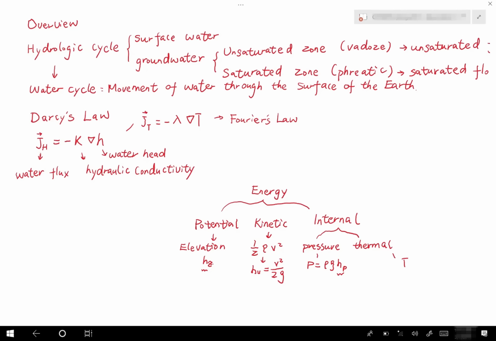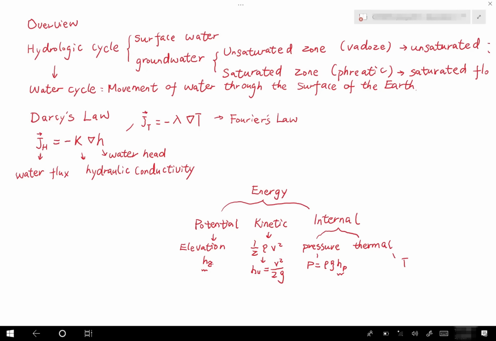And if it's kinetic energy, how do we measure it? For example, if we have water moving through a pipe, in order to measure the kinetic energy, we just need to stick another pipe into the location of interest. And if the water moves really fast, we will see that the water level will rise up. And that height H is this HV.